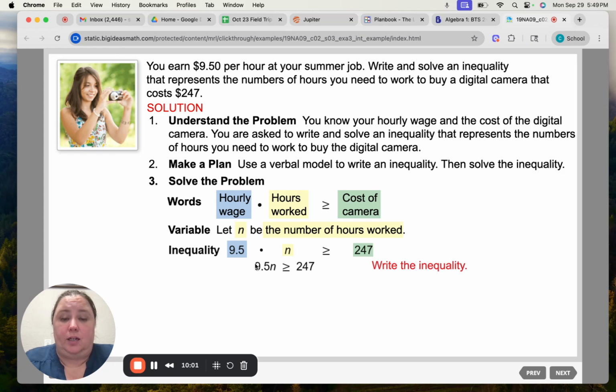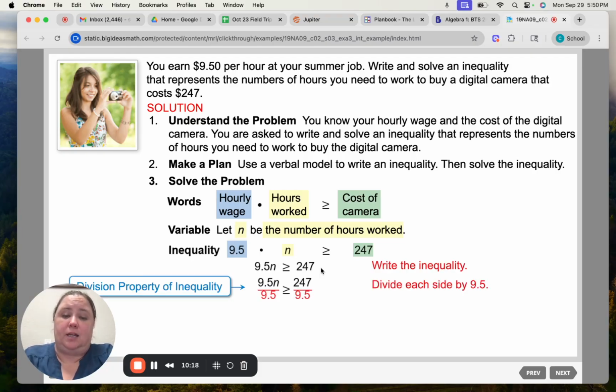Now, do we have an inequality that we can solve for n? Yes. So since we have 9.5 times n, this is multiplication, so we're going to do what to move it? Division. So divide both sides by 9.5. It cancels on the left. You should just have n is greater than or equal to whatever 247 divided by 9.5, which is 26.